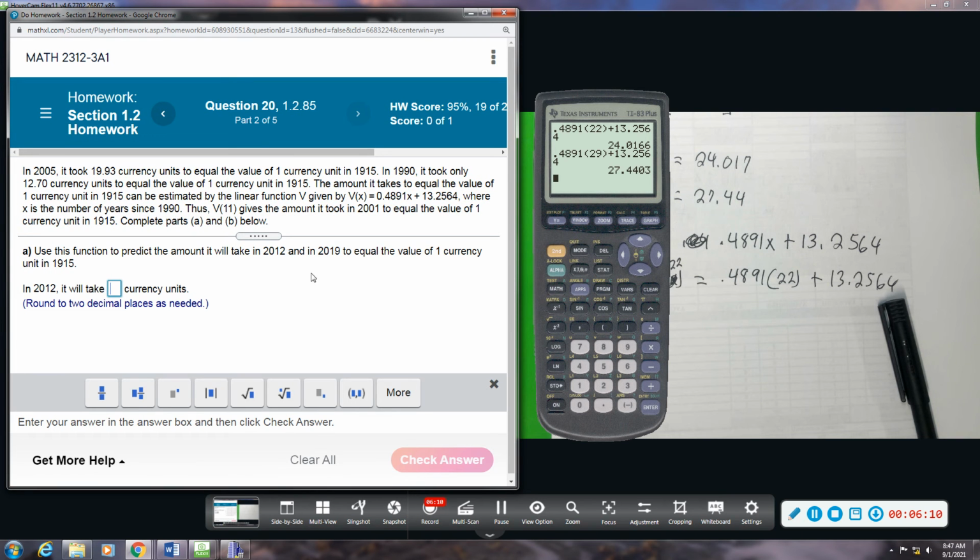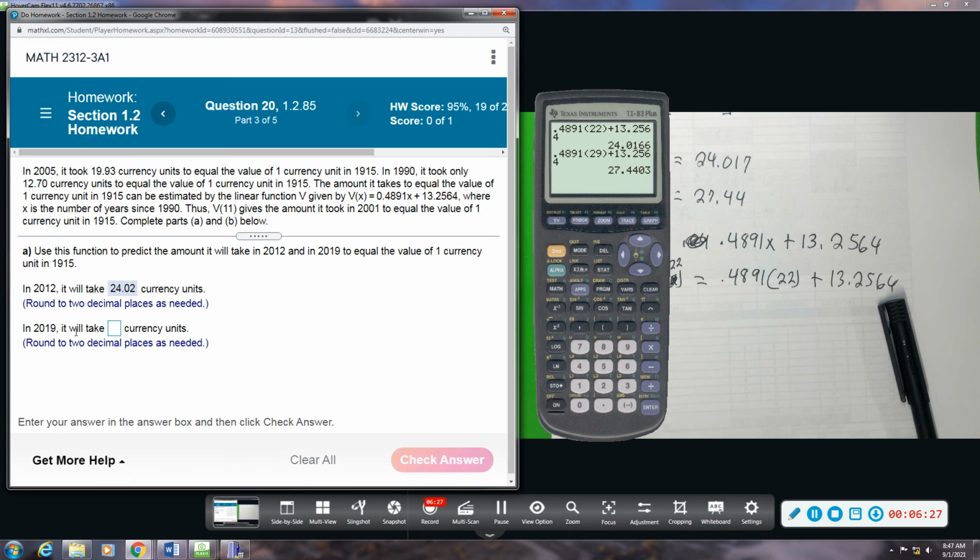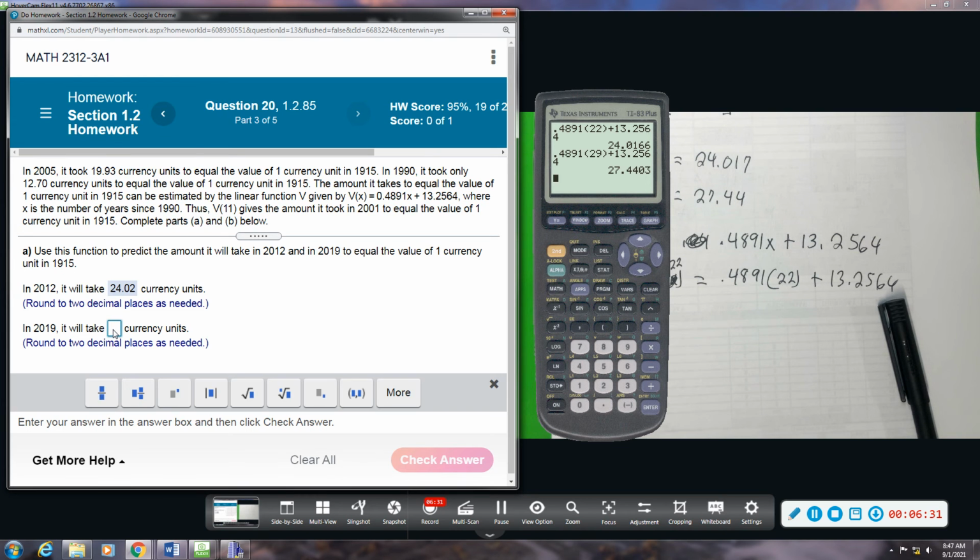So in 2012, it wants us to round to 2 decimal places. Rounding to 2 decimal places, this 7 will cause this to round up. So 24.02. And then in 2019, it took 27.44 currency units.